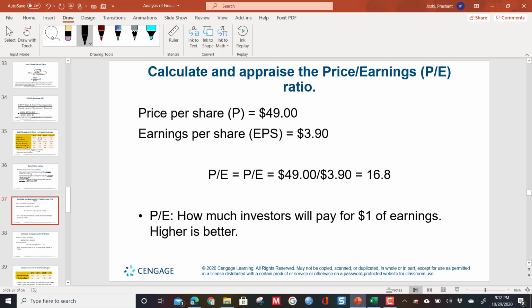For the price earning ratio, we have 16.8. It is calculated by dividing price per share by earnings per share. The meaning of the price earning ratio is how much investors will pay for $1 of earnings. Higher is better. So they pay 16.8 times more than $1 for every dollar of earnings. And you can see the Amazon price earning ratio and the Microsoft price earning ratio. Amazon has the higher price earning ratio.